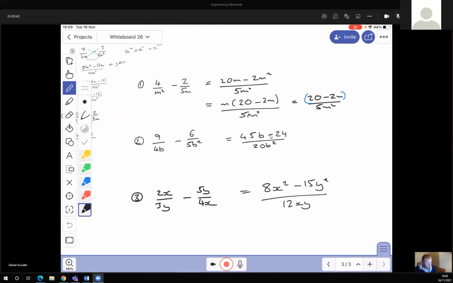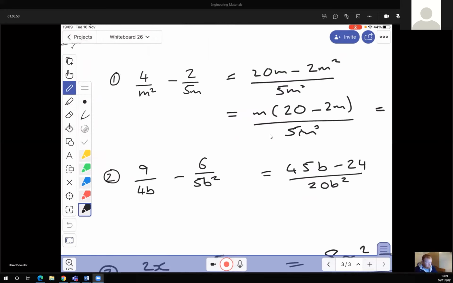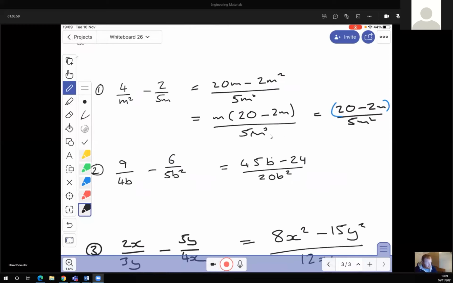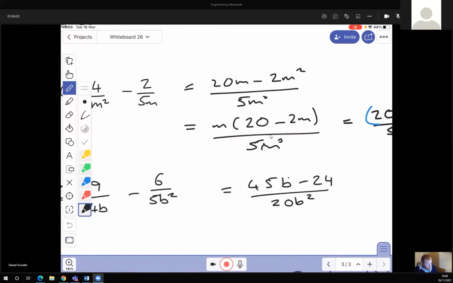Can I ask a question? Sorry. Yeah, of course. For number 2, it's 45b. Do you know how it's 9 times 5 and it's b squared? Where does the square go? So it's been simplified down. Sorry to be a pain. No problem at all.